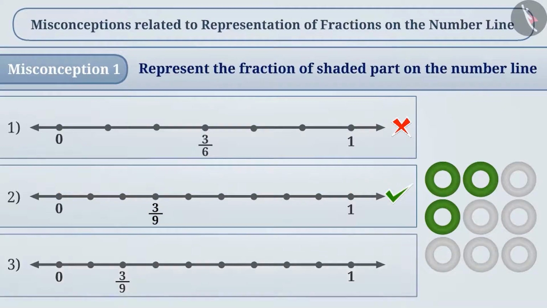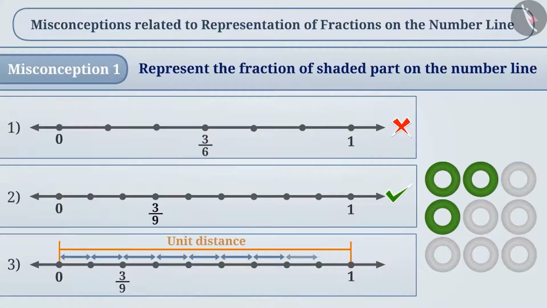Sometimes, fraction is identified correctly and unit distance is also divided into 9 equal parts, but to represent 3 out of 9 parts, counting is done from 0 to 3 and fraction 3 by 9 is represented on third point from 0. This is a misconception. Counting of parts must start from the point next to 0.